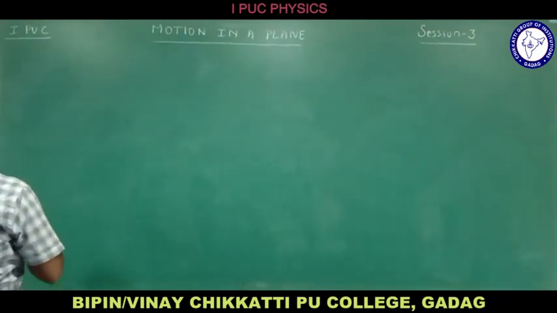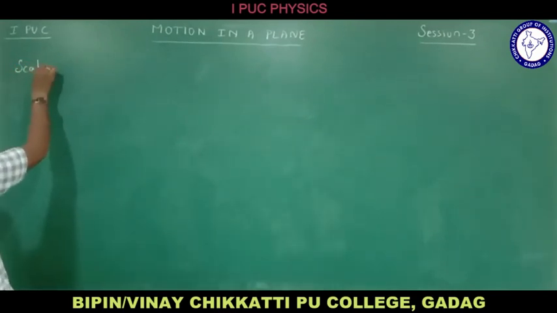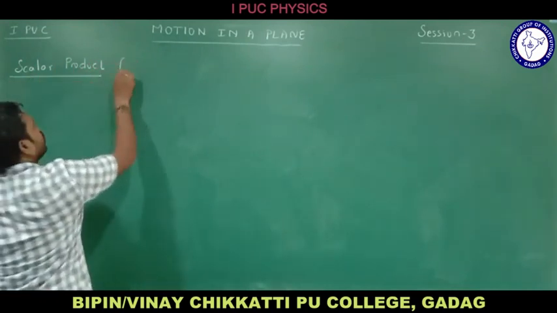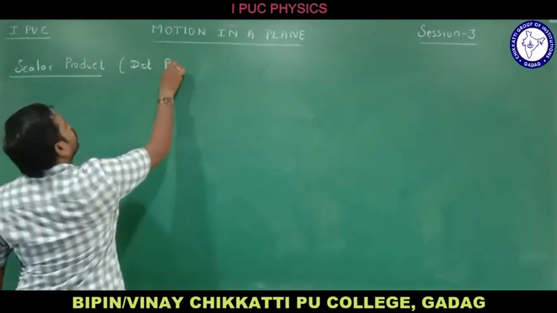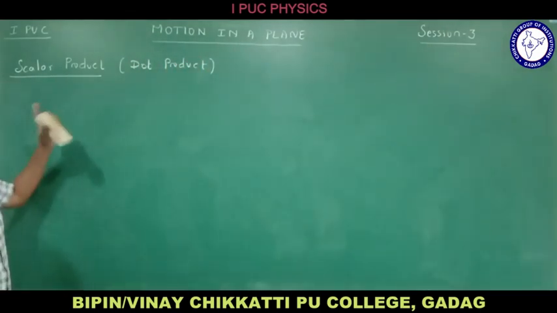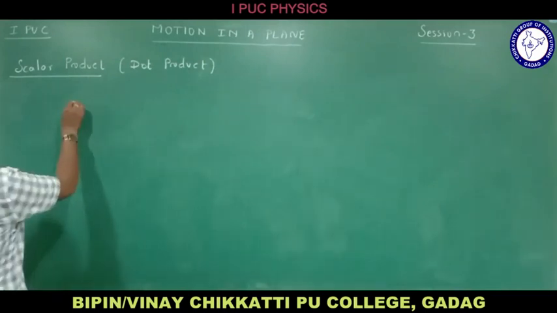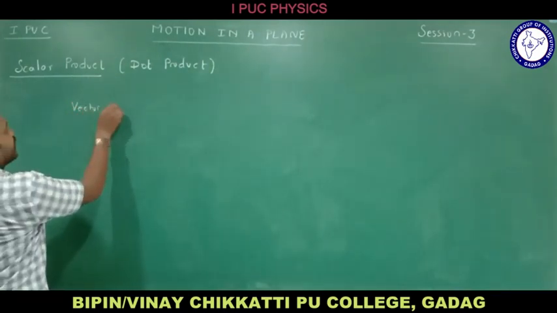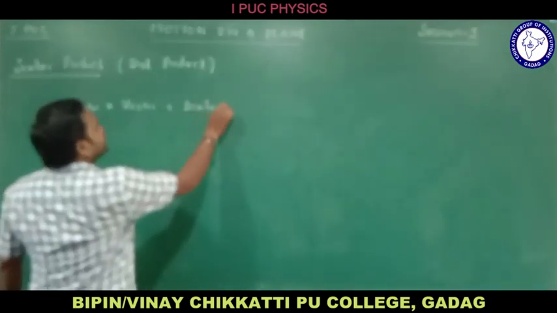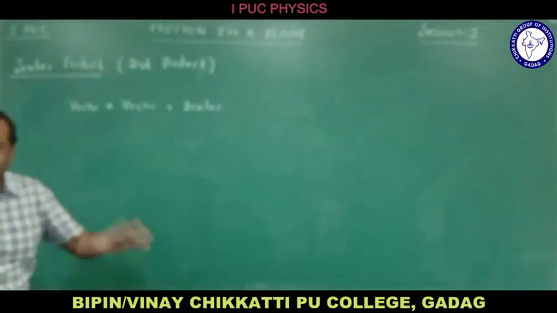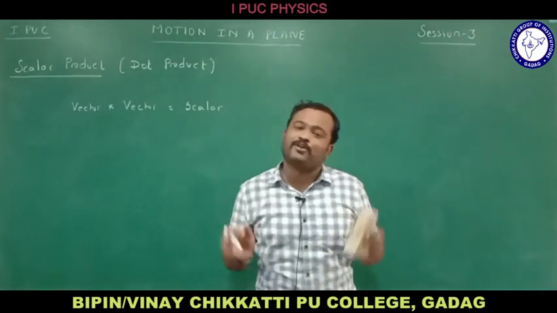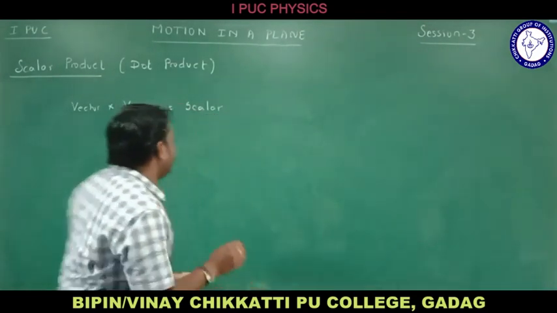First we shall understand the meaning of scalar product, or dot product. Why it is called dot product, we will understand in this session. What is a scalar product? If you multiply a vector with a vector and the result is a scalar, then that product is called a scalar product. Let me write it down.